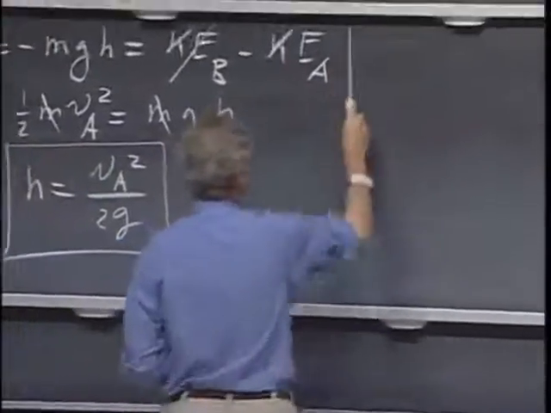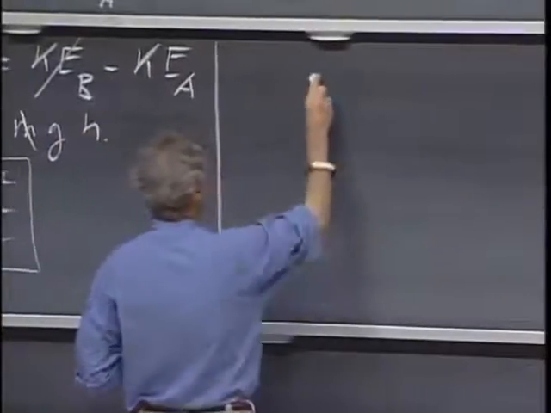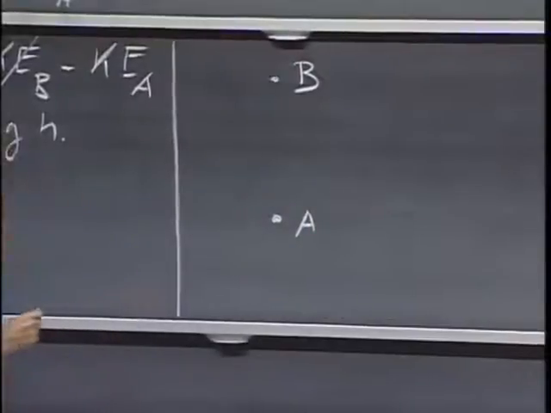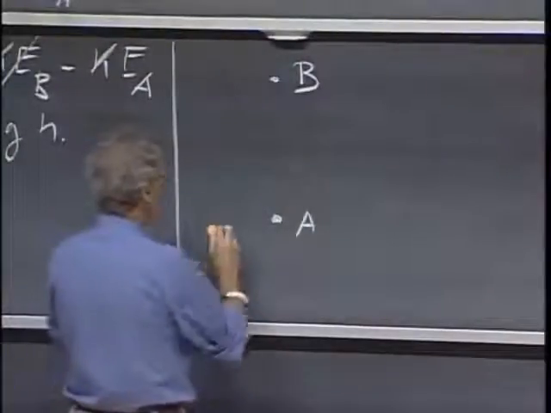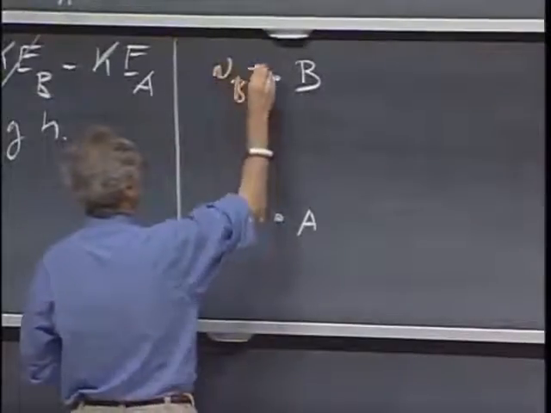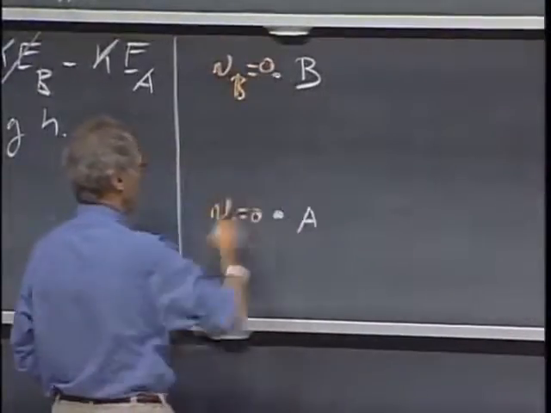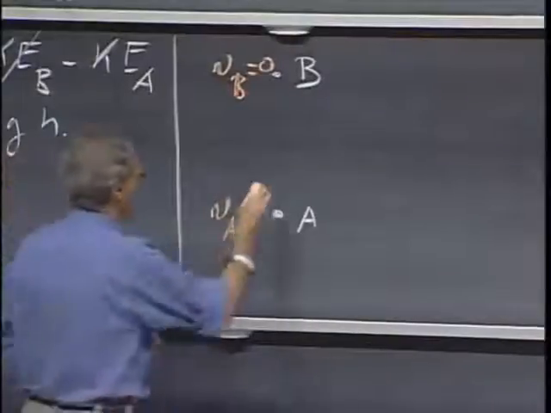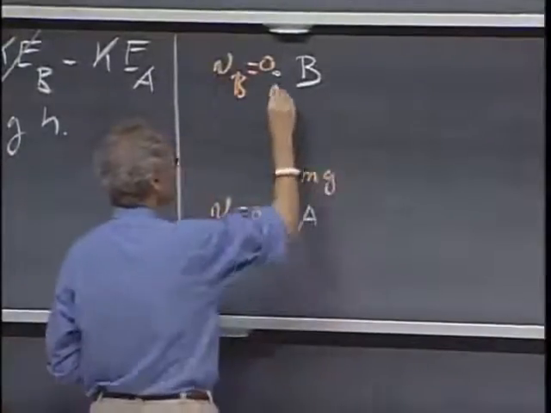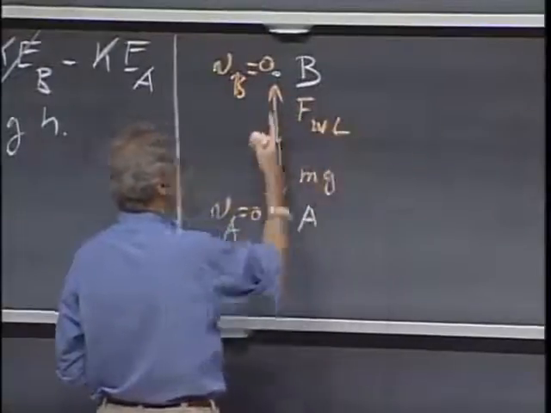I'd like to do a second example. I lift an object from A to B. I, Walter Lewin, take it at A. It has no speed here. VA is 0. And I bring it from here to here. There's a gravitational force mg in this direction. So the force by Walter Lewin must be in this direction.